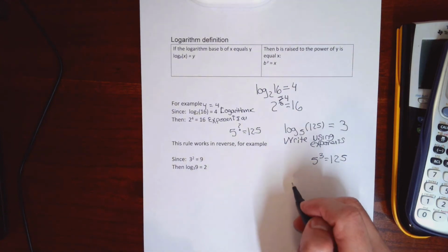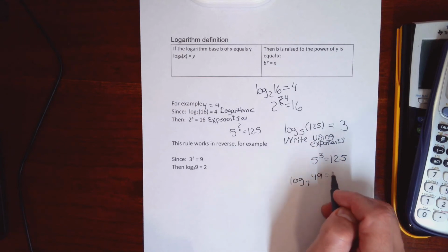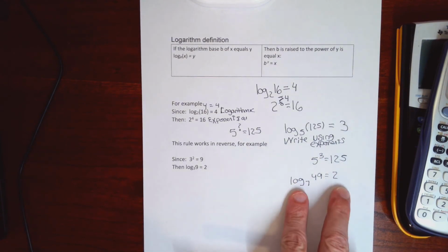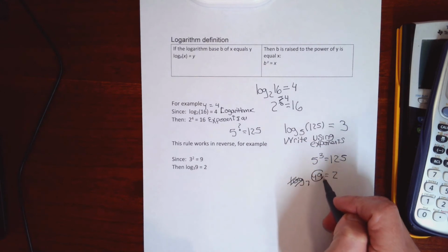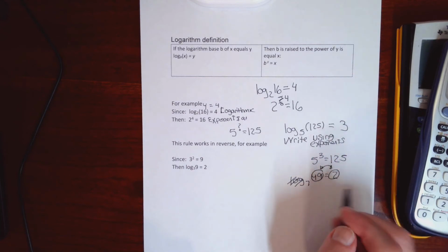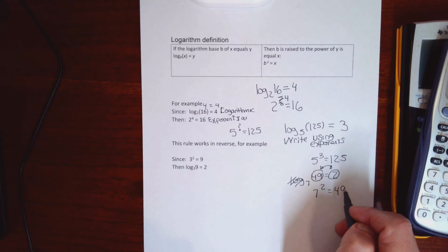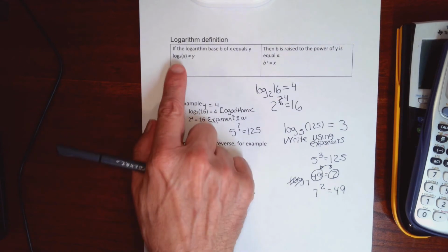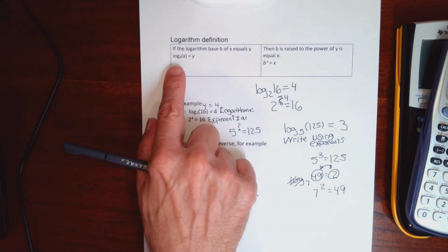So if I'm given a logarithm, like the log base 7 of 49 equals 2, and I want to create the exponential equation that derives from this, what I would do is cross out the logarithm, leave the 7 as a base, and switch the 49 and the 2. The statement 7 squared equals 49 is the exponential equation that I can derive from the logarithmic equation. That basically says if I have a logarithm, I can turn it into an exponential equation, and this is what it tells me to do.